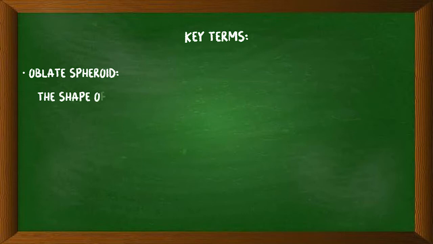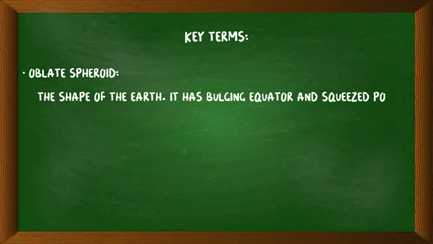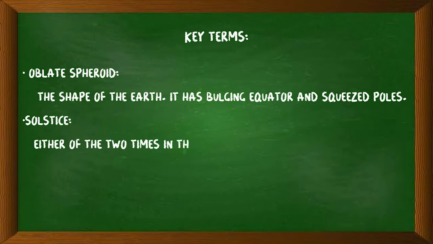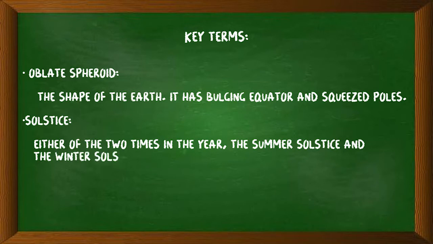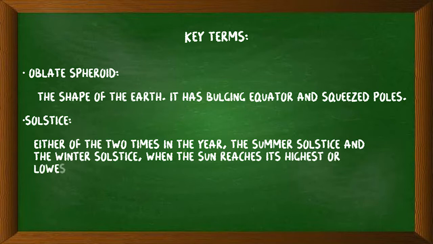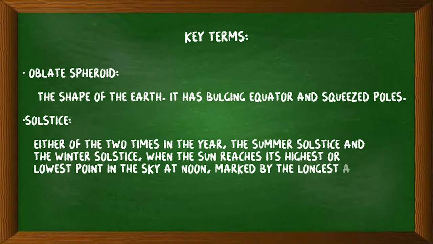In our discussion, we are going to use these key terms as follows: Oblate spheroid. The shape of the earth, it has a bulging equator and squeezed poles. Solstice. It is either of the two times in the year, the summer solstice and the winter solstice, when the sun reaches its highest or lowest point in the sky at noon, marked by the longest and shortest days.